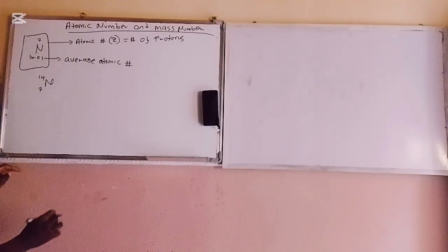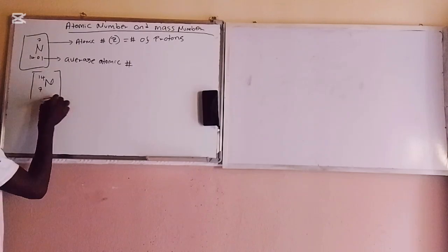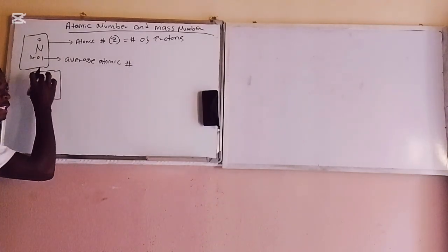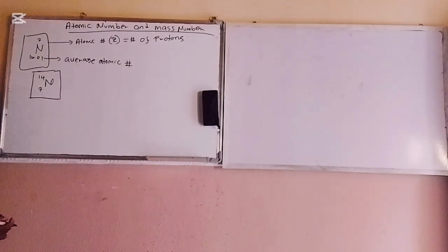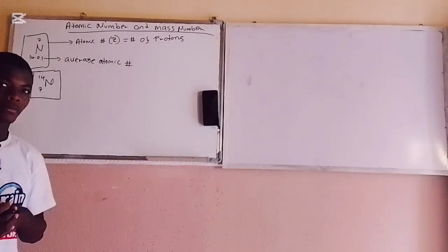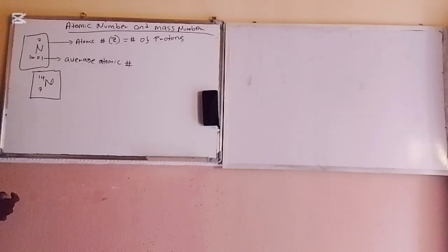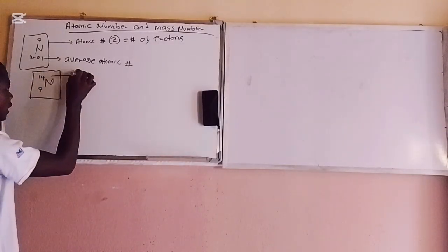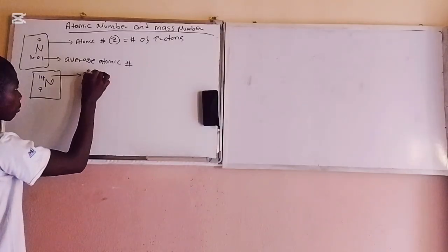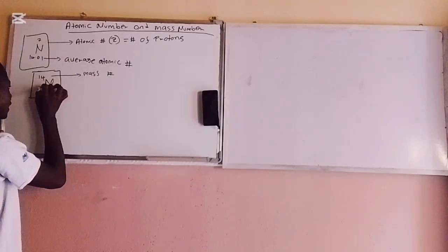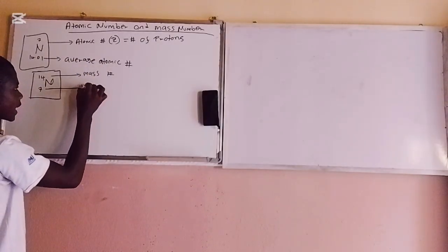So first we have this and we have this. Whenever you see an element with this, at the top you have 14, and at the bottom you have 7. Whenever you see this, you have to take note that this is what we call the mass number, and this is what we call the atomic number.